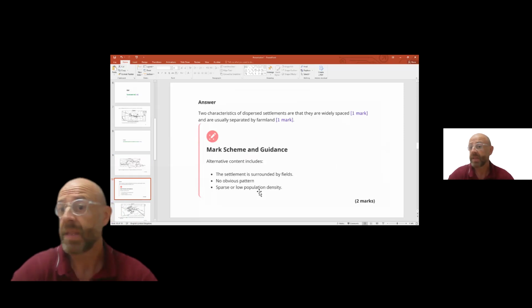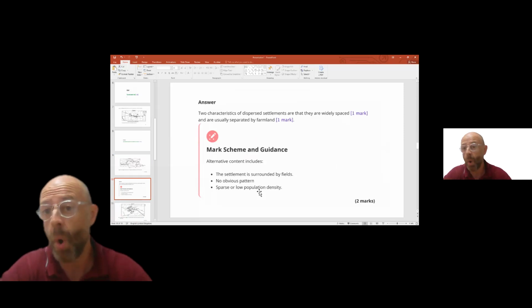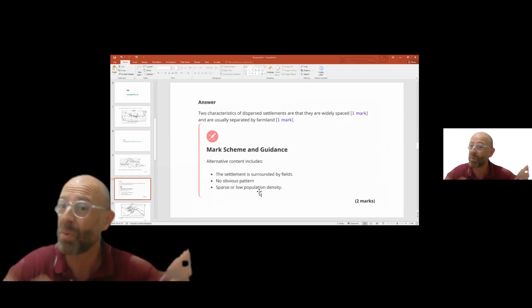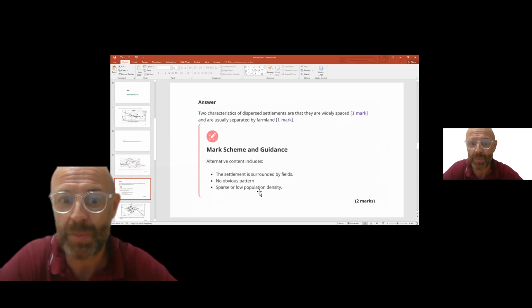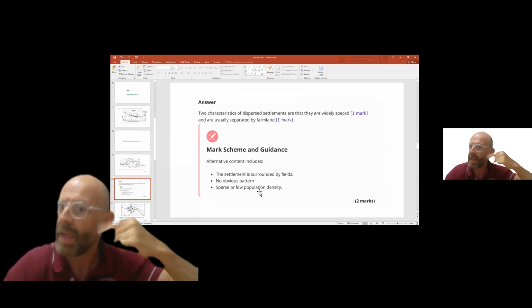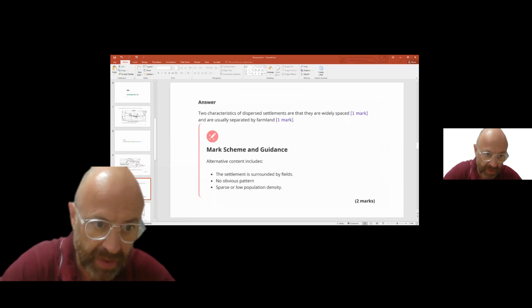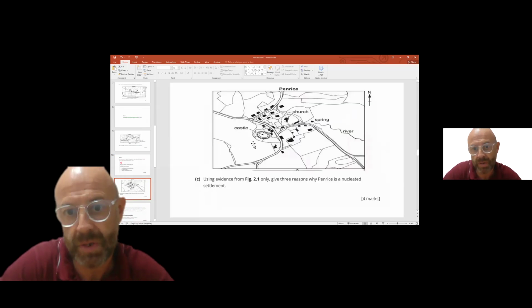You could also say the settlement is surrounded by fields. There is no obvious pattern there. It's not linear, it's not nucleated, it's dispersed. And it would also be associated with a sparse or low population density. That's fairly obvious why. That's your geographical thinking. Now, let's move on to the harder of these questions.